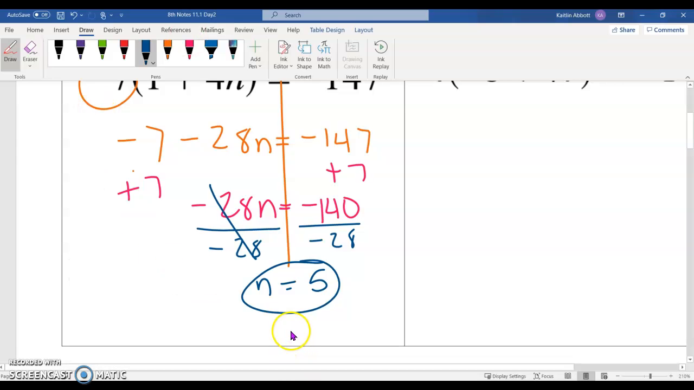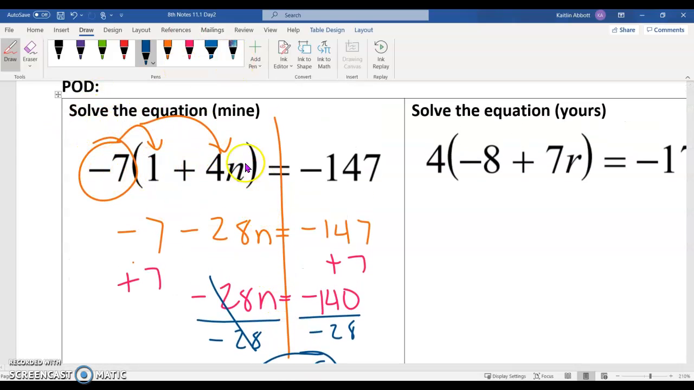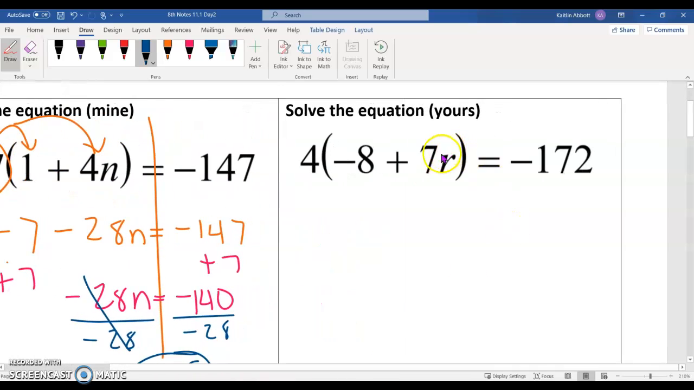Okay, there's your example. Again, the only new thing we're practicing this week is that distributive property. Everything else you've done before, so please take this time now to do this on your own.